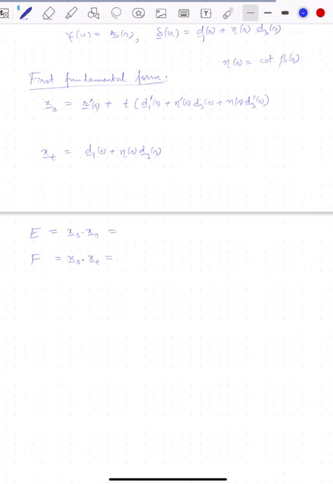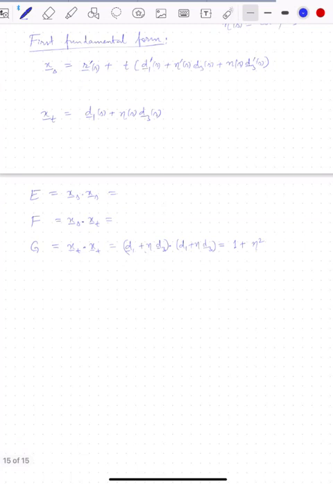I'll complete it in the notes and then send it to you, so do not worry. G is equal to xt dot xt, which can be done right away. So it's like d1 plus eta d3 dot d1 plus eta d3. And they are orthogonal to each other, so we have 1 plus eta squared, because the cross terms are always 0.